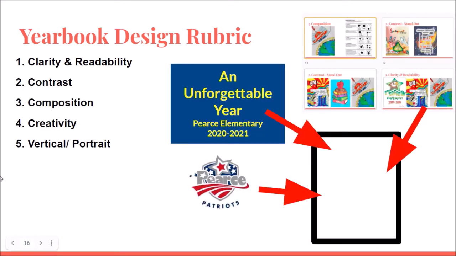All right, so in review, your job is to create a yearbook cover that is vertical to start with, so up and down like this. To think about the theme, An Unforgettable Year at Pierce Elementary for the 2020-21 school year. Use these ideas of composition, contrast, clarity, and readability in your creative design, and try to think about how you can make it unique to Pierce, our school.